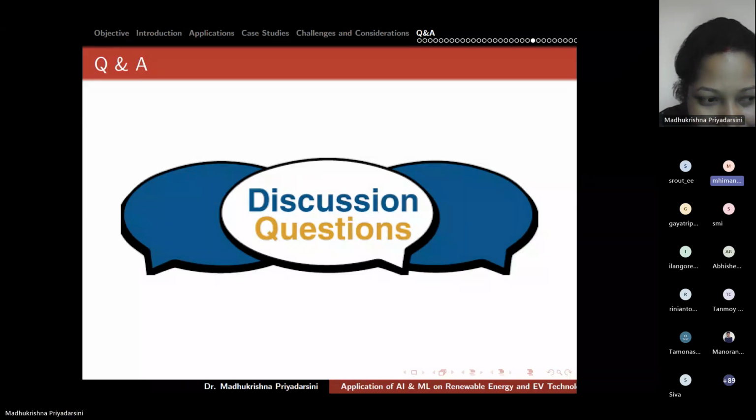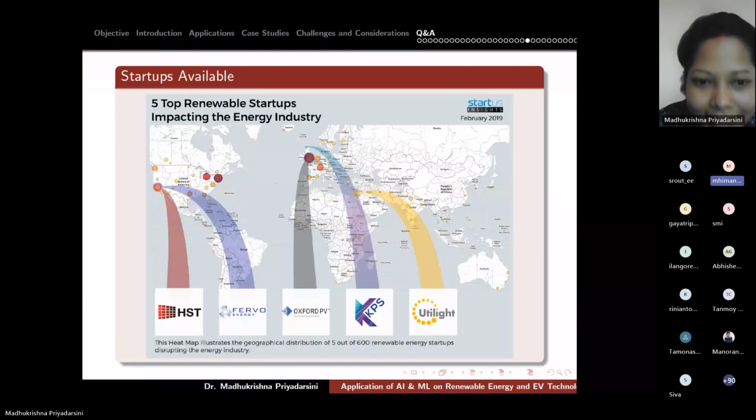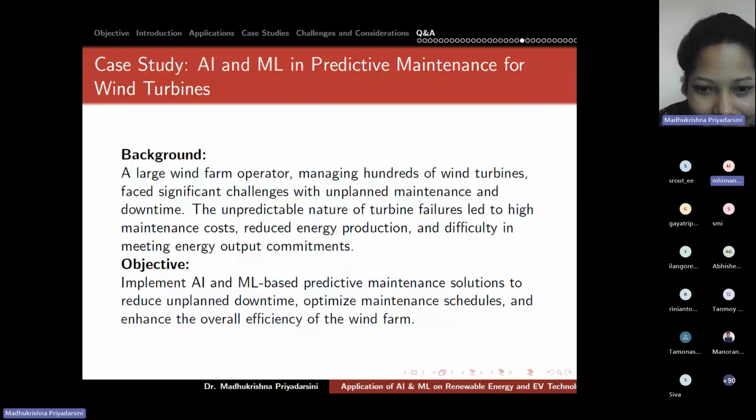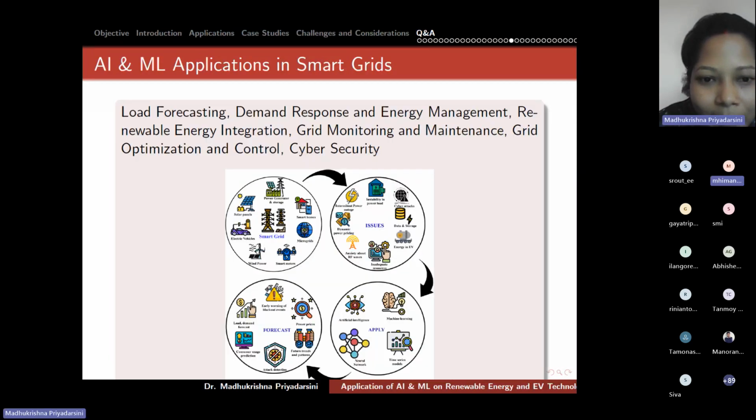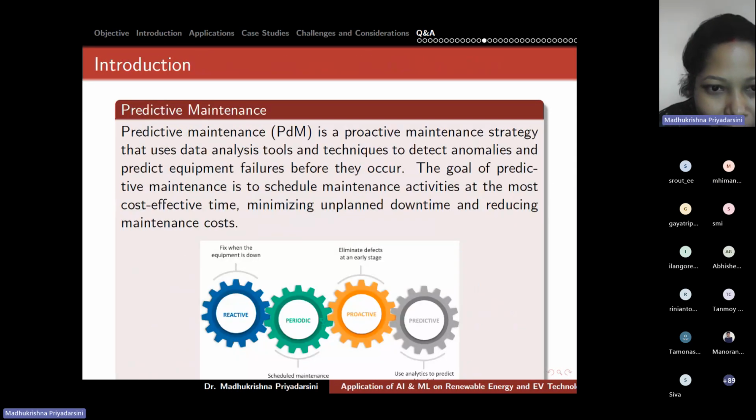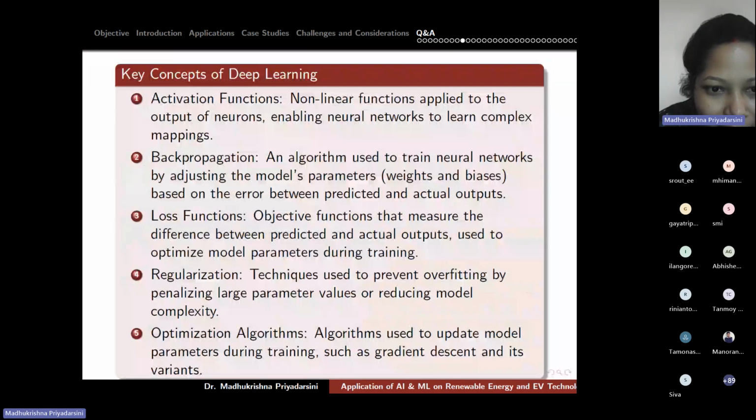Ma'am, could you please describe regularization, overfitting and underfitting? Okay, basically, let me go to that slide. Yes, this is the slide on overfitting and underfitting.